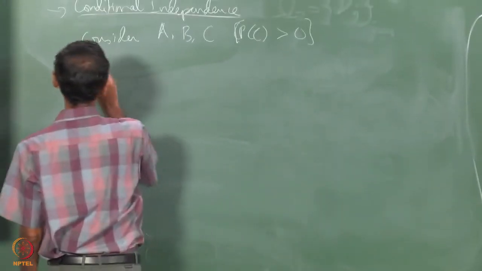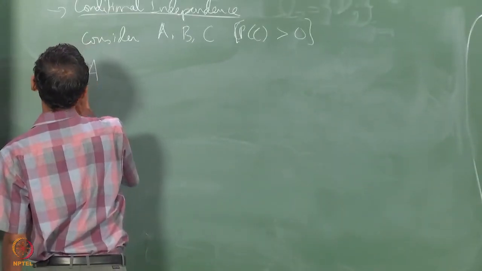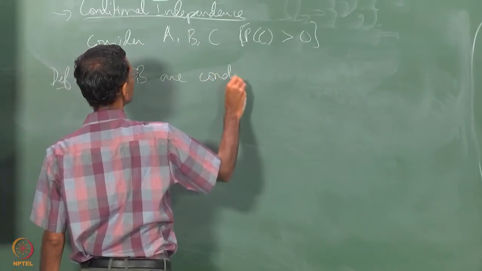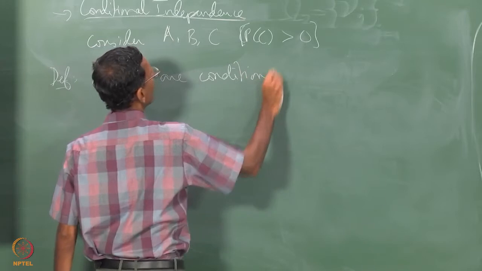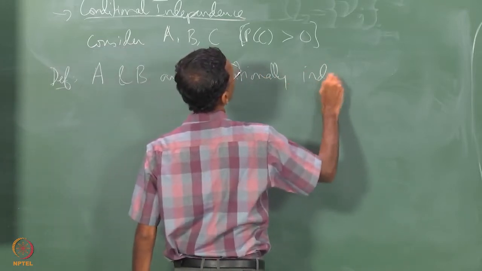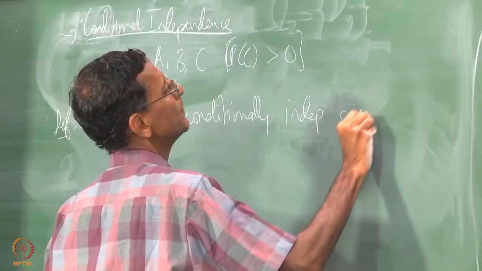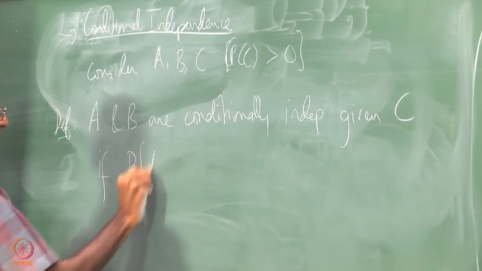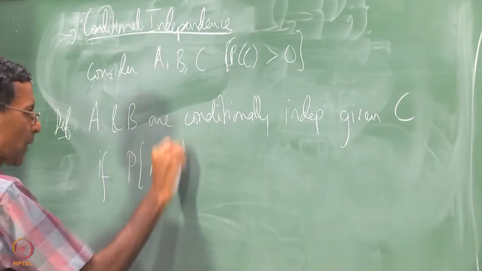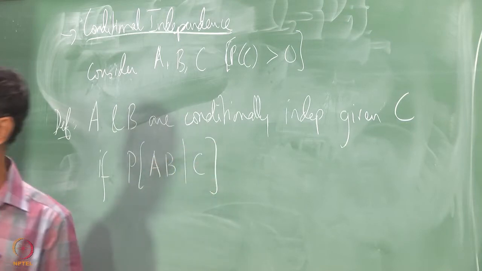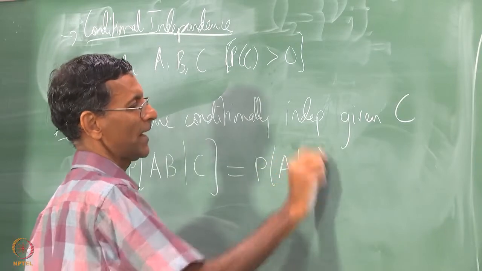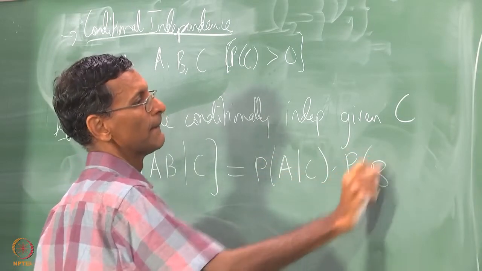So the definition: A and B are conditionally independent given C if P of AB given C, this intersection probability given C, can be written as P of A given C multiplied by P of B given C.